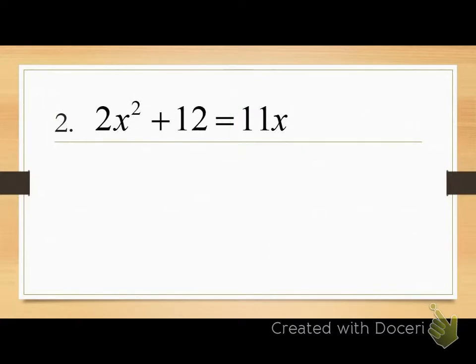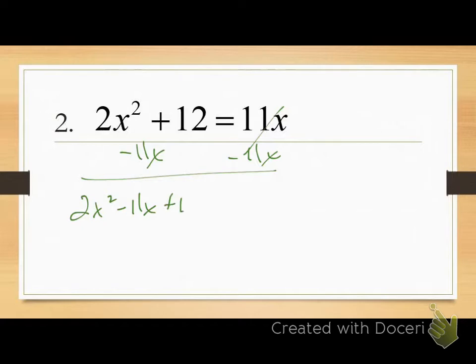So we are going to get this in standard form by subtracting 11x. We get 2x squared minus 11x plus 12 equals 0. And so now, yes, we can use the quadratic formula, but that's long and tough, and you have to remember the formula and all that kind of stuff. So let's try to factor. There's no greatest common factor besides 1.